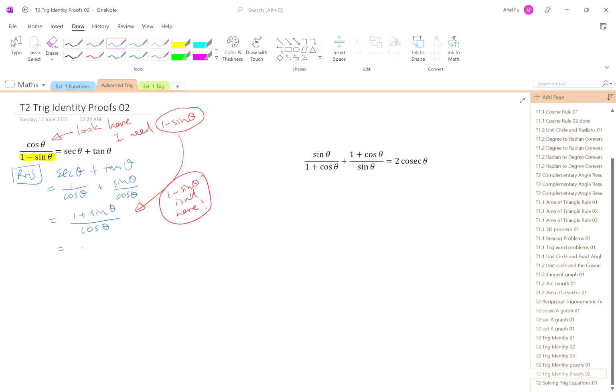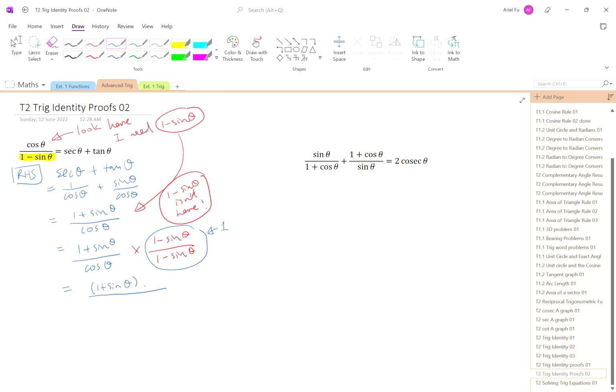So I'm going to take 1 plus sine theta over cosine theta and force that thing to appear by multiplying by 1 minus sine theta over 1 minus sine theta. Notice that I'm not moving anything from the left-hand side to the right-hand side or vice versa. All I'm doing is multiplying by 1, because anything divided by itself is 1. I'm not changing that fraction. But if I do that, I have forced out the 1 minus sine theta that I need.